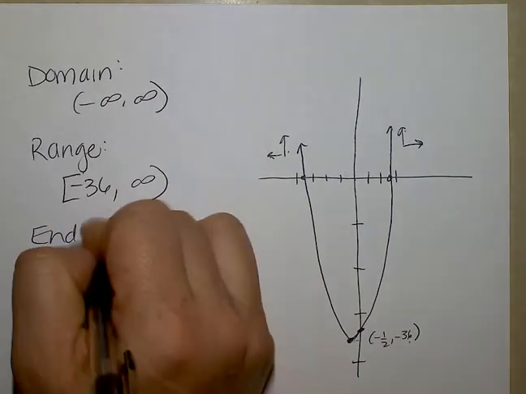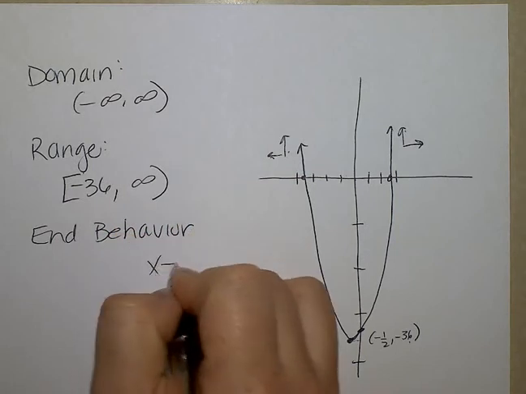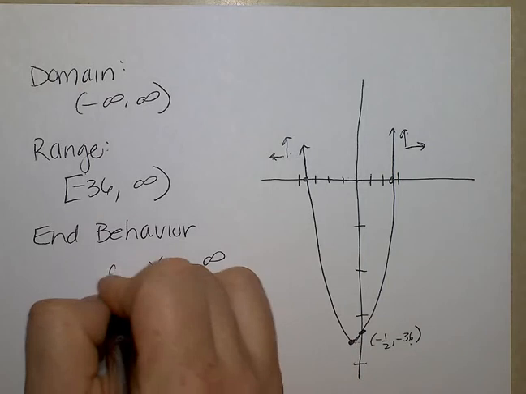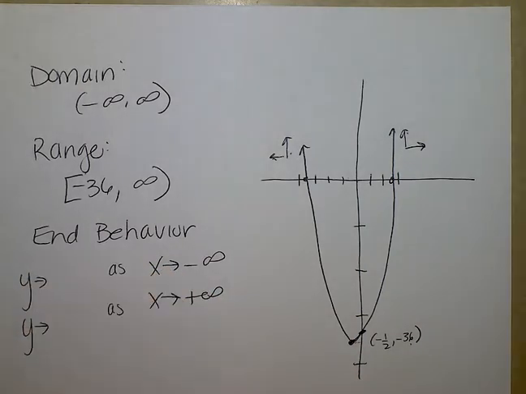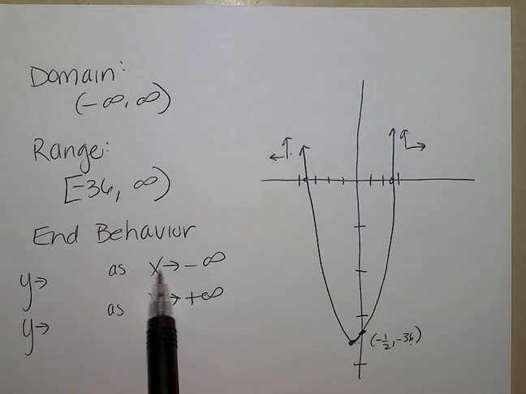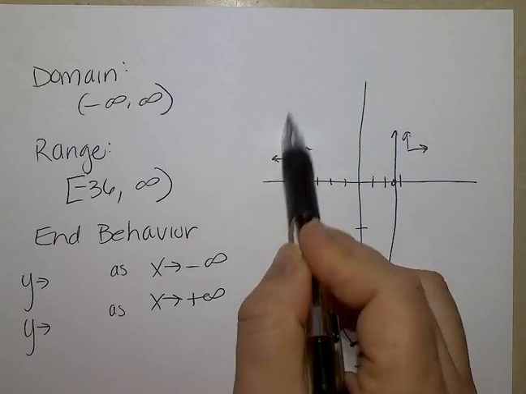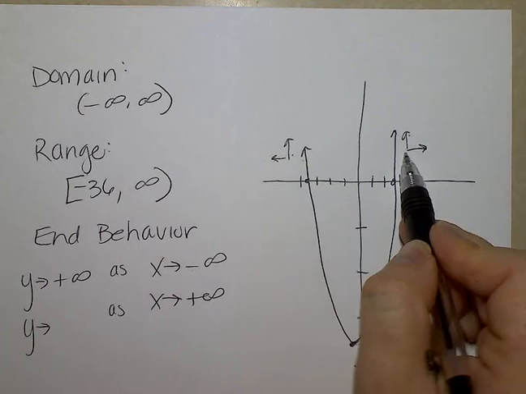End behavior. As I analyze the graph, as I go to the far left, we can see the function is headed up. And as I go to the far right, we can also see the function is headed up.